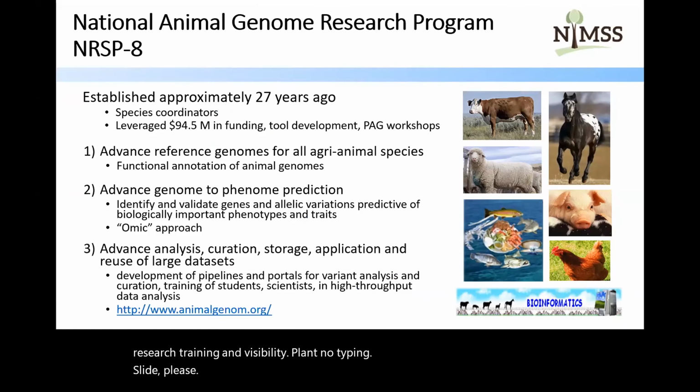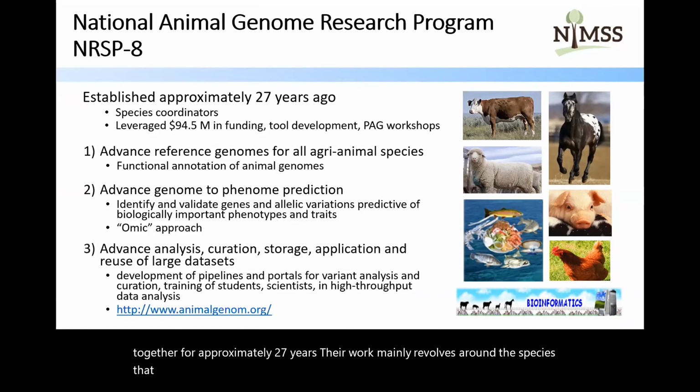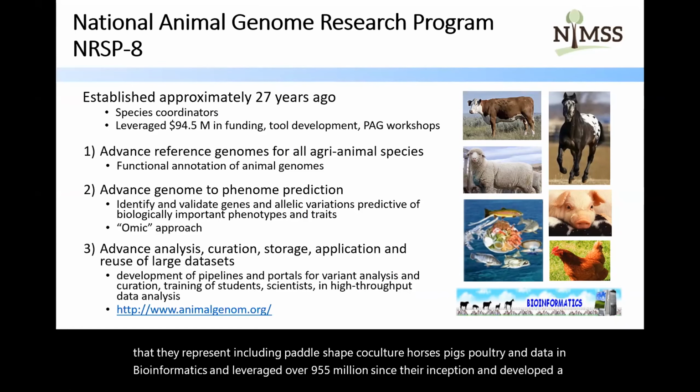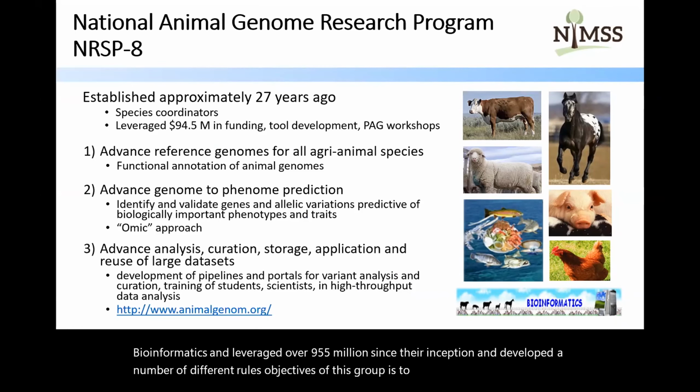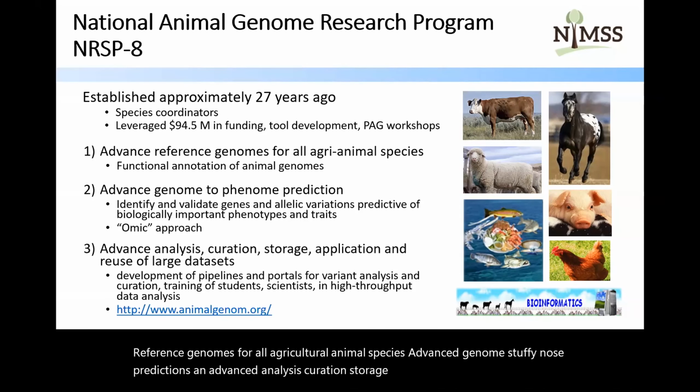The National Animal Genomes Research Program, NRSP8, has been a group that's been together for approximately 27 years. Their work mainly revolves around the species that they represent, including cattle, sheep, aquaculture, horses, pigs, poultry, and data and bioinformatics. They've leveraged over 95.5 million since their inception and developed a number of different tools. The objectives of this group are to advance reference genomes for all agricultural animal species, advance genomes to phenomes predictions, and advance analysis, curation, storage, application, and reuse of large data sets.